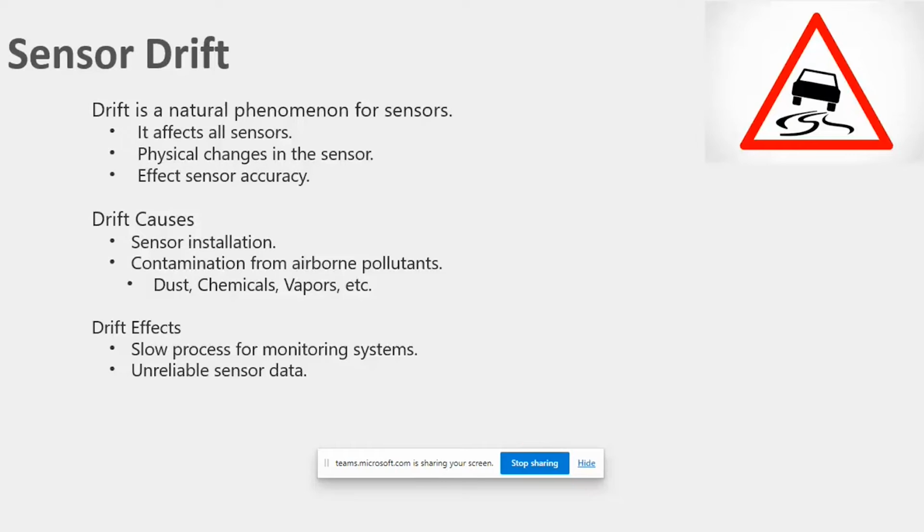And what are the effects? The process will be slowed for the monitoring system. Suppose we are collecting the data remotely through wireless or RFID, so the process can be slow. And if the process is slow, this means that you cannot get any reliable data for your experiments or for any decisions.